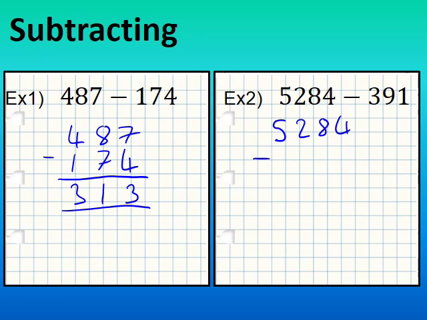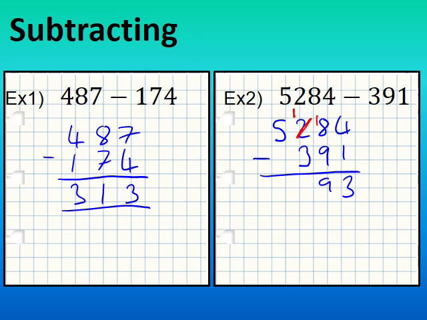Next example. 5284 take away 391. Make sure the 3 is in the correct column. 3 is 100, so it's going in the hundreds column. 91. Now this time 4 take away 1 is 3. 8 take away 9 cannot happen, it becomes minus 1. So what we need to do is borrow from the previous one. So we've got 2, which becomes 1, and that can make that 18. So I've taken 1 from the hundreds column to make 18 in my tens column. Now 18 take away 9 I can do, which gives me 9.